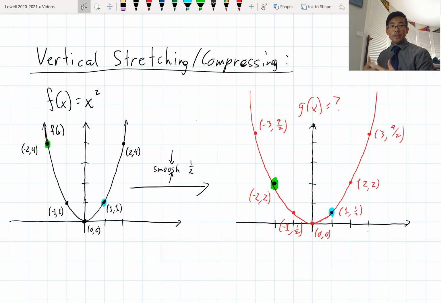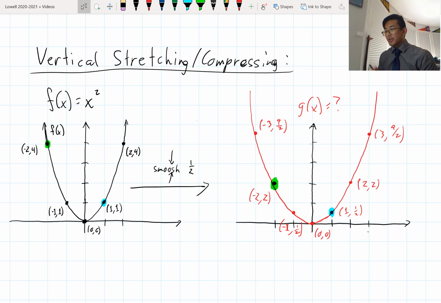Welcome back, folks. So in this video, we're going to continue our journey into how to transform functions and their graphs by taking a look at stretching and compressing. So we'll start off with vertical stretching and compressing, and just like shifting, it's pretty easy to see, I think, the vertical stretching and compressing.